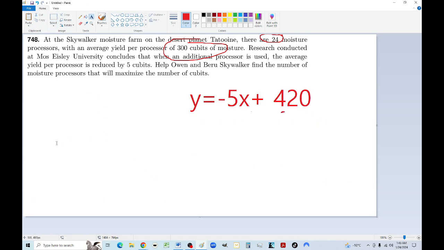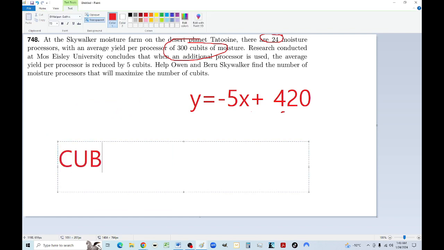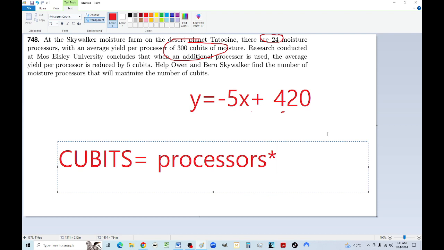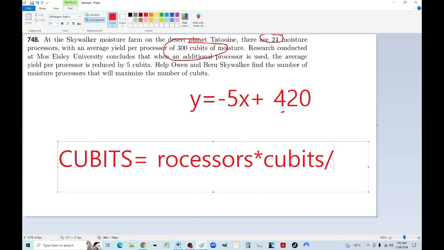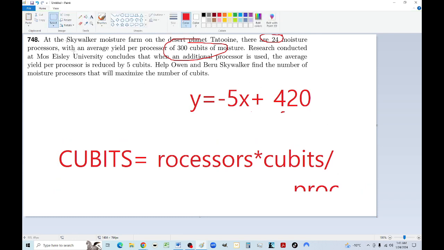But then they want to know the maximum qubits. When is our maximum qubits? Well, the maximum qubits is going to come about when we take our number of processors, and we multiply it by our qubits per processor. Times qubits per processor, and the word processor will cancel out and leave just qubits. Well, this is our value of P.